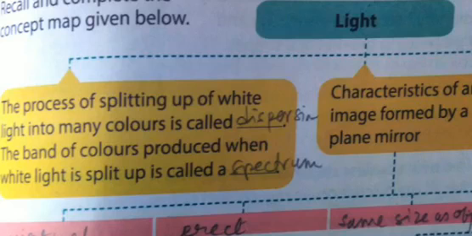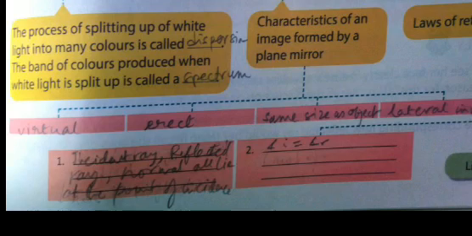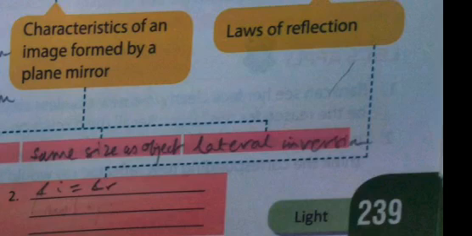Now let us come back to the lower end of page 239, that is, let's recall part light. The process of splitting up of white light into many colors is called dispersion. The band of colors produced when white light splits up is called a spectrum. The characteristics of an image formed by a plane mirror: number 1 is virtual, number 2 is erect, number 3 is same size as the object, number 4 lateral inversion. Now the laws of reflection. Number 1, the incident ray, the reflected ray, and the normal all lie on the same plane at the point of incidence. And the number 2 law is the angle of incidence is equal to the angle of reflection, that is, angle i is equal to angle r.